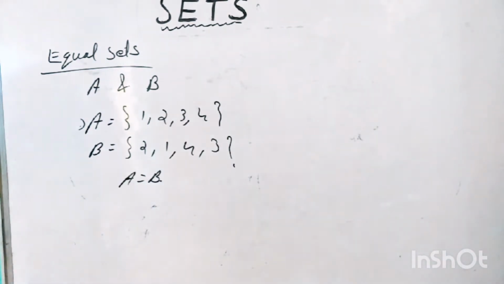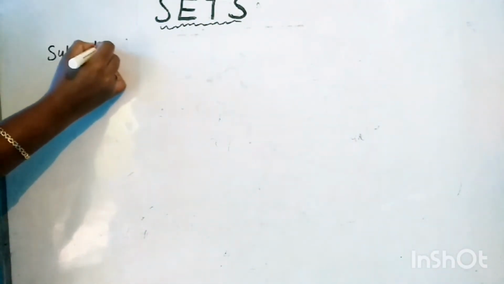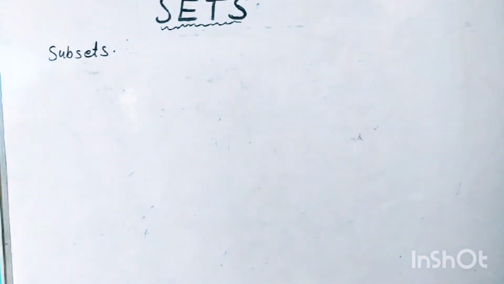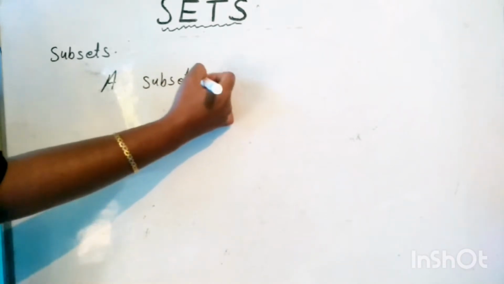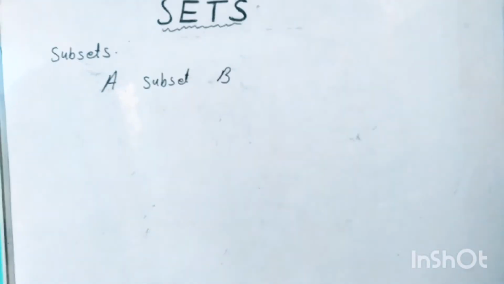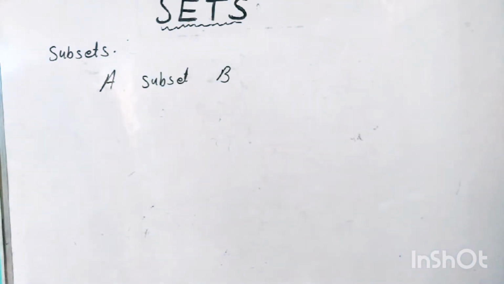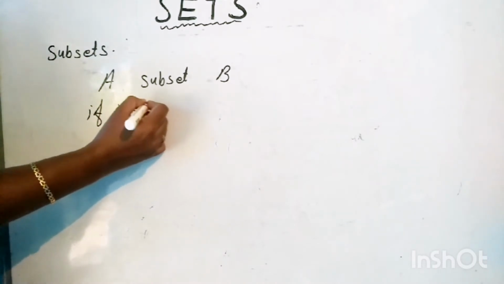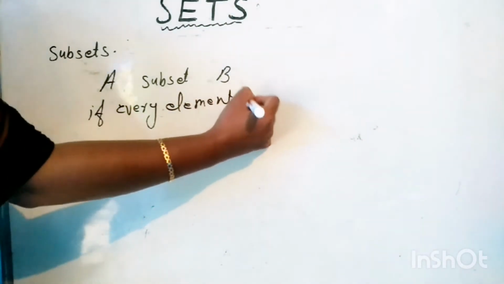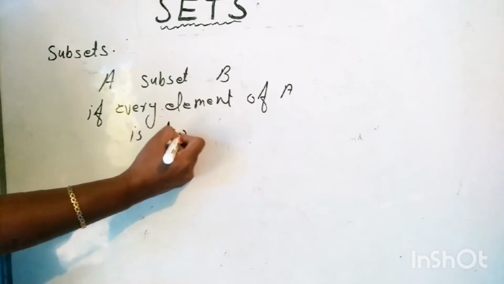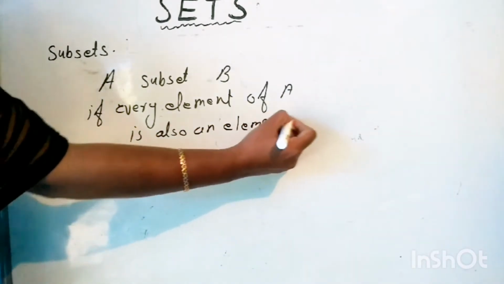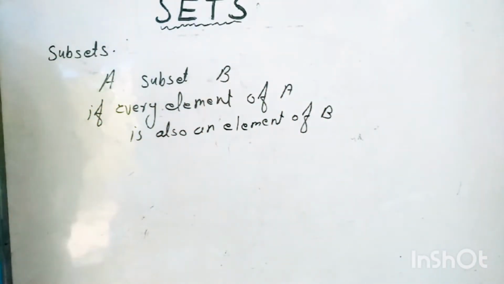Now, subsets. A set capital A is said to be a subset of set capital B if every element of capital A is also an element of capital B. If every element of capital A is also an element of capital B, then we can say that A is a subset of B.